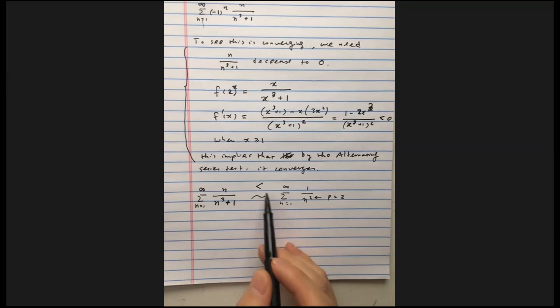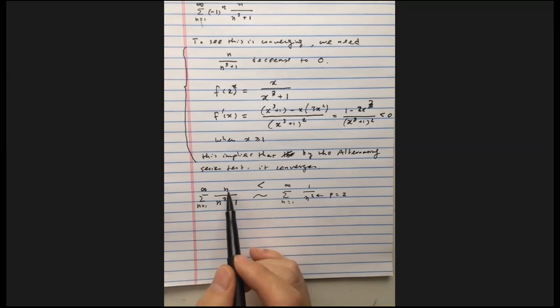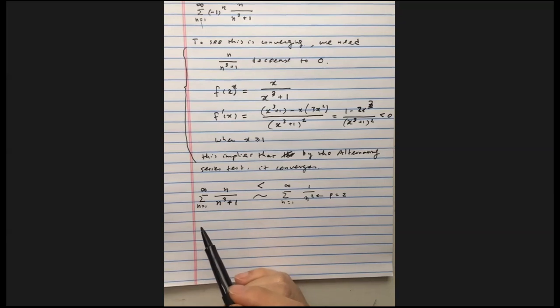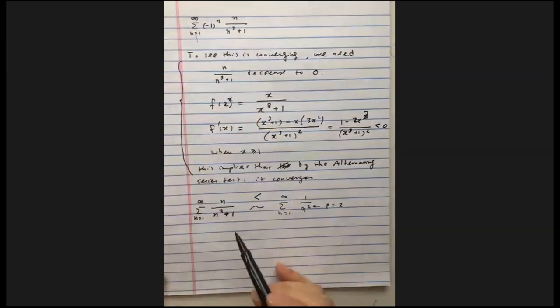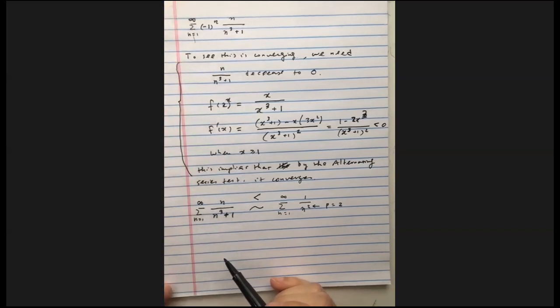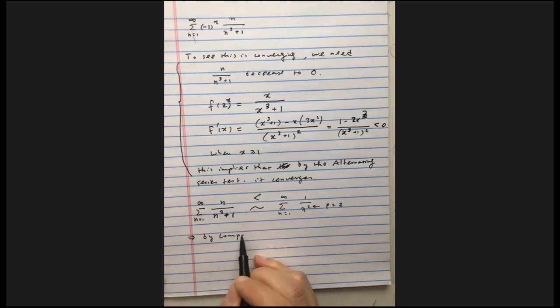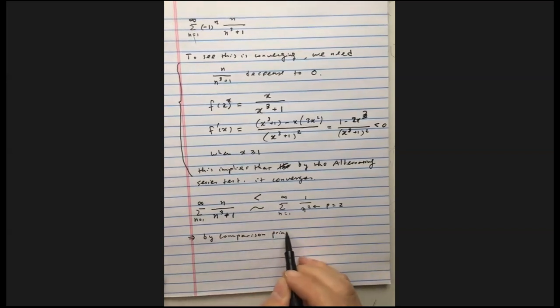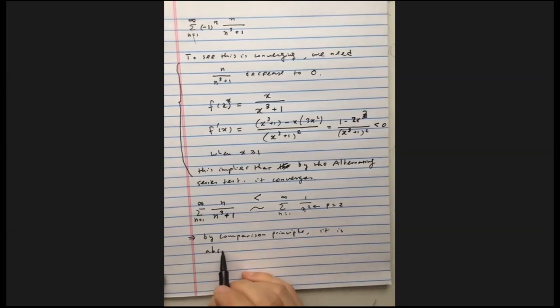But because it's smaller than something which is converging, that means it's smaller than something that is finite. So the left-hand side here is also finite. Hence, it's converging. So we see that the absolute value of the original series is converging. That means the series is not only conditionally converging, but actually it's absolutely converging.